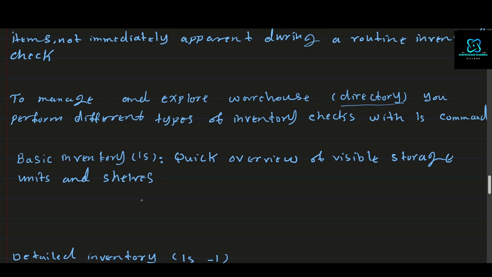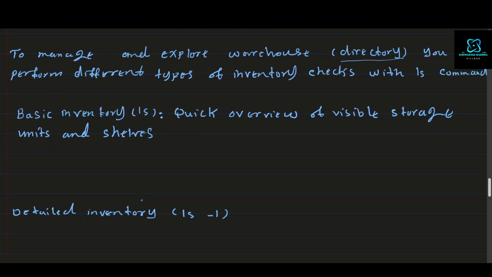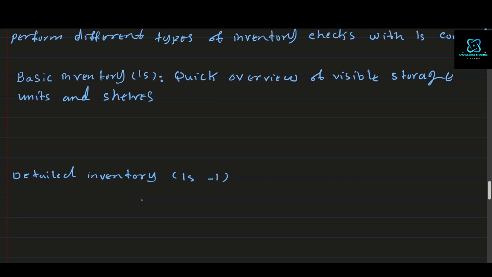The next type of inventory we have categorized as a detailed inventory. This again will not show the hidden items yet, just the visible items. In the first scenario, you can just see the names of the items, sorted in alphabetical order based on the name.